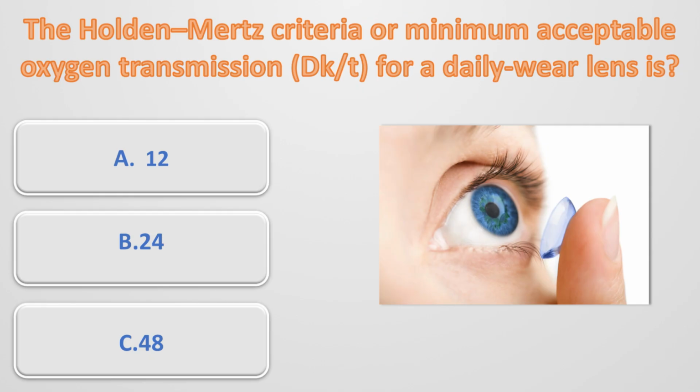Next question. What is the minimum acceptable oxygen transmission of a daily wear lens? The options are A. 12, B. 24, C. 48. Answer is option B, 24.